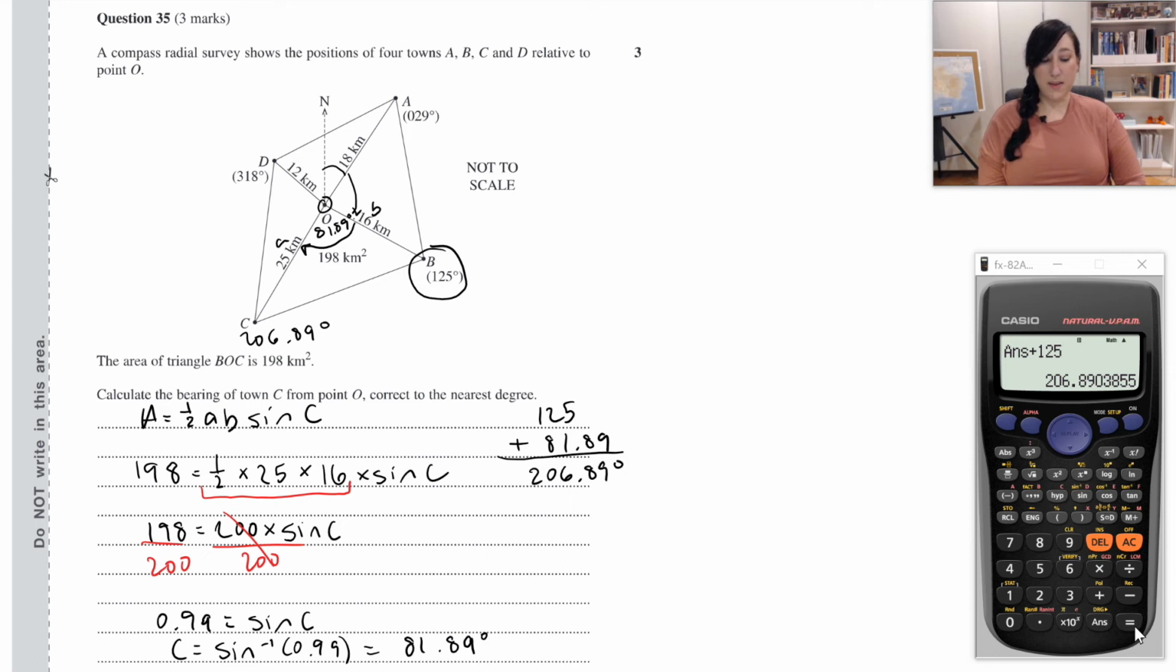And we want to round this to the nearest degree. So 206.89 would round up to 207. So our answer is 207 degrees.